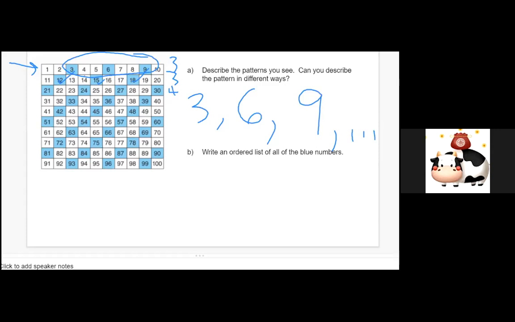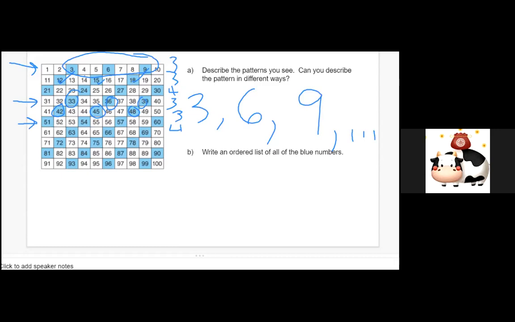3, 3, 4. I wonder if it'll continue. Let's see. How many blue boxes are in this row? 3. 1, 2, 3. And what about the next one? Let's see. 1, 2, oh wait, another 3, right? And then the next one, this row right here, how many blue boxes are there? 4. Correct. That's a neat pattern. 3, 3, 4. 3, 3, 4.